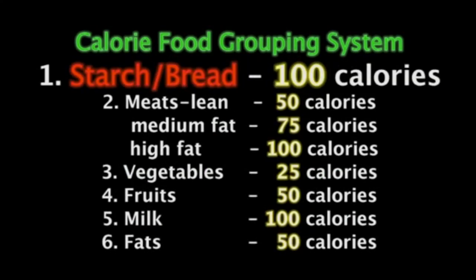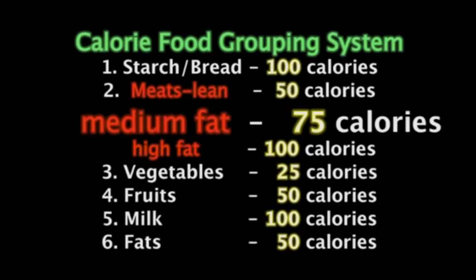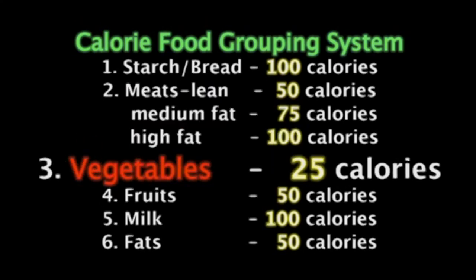The bread starch group is 100 calories for 1 slice of bread or a half a cup of all your starches. The meat group is 50 calories for 1 ounce of lean meat, 75 calories for 1 ounce of medium fat meats, and 100 calories for high fat meats. And remember, a deck of cards equals 3 ounces of meat, fish, or cheese.